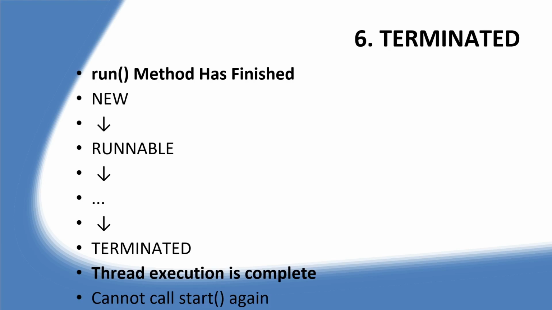Once a thread reaches the terminated state, the thread object cannot be started again. As we learned in the previous video, calling start again on the same thread object results in an IllegalThreadStateException. So if we want another thread execution, we need to create another thread object.